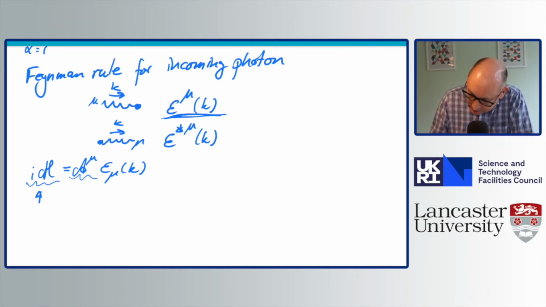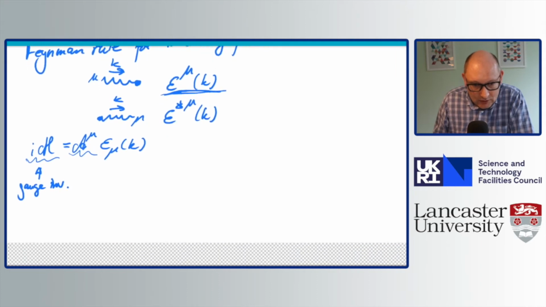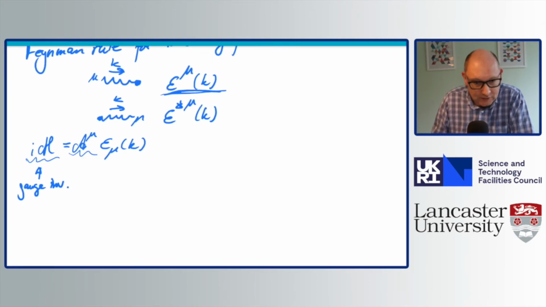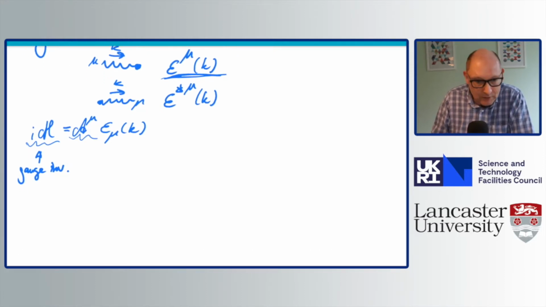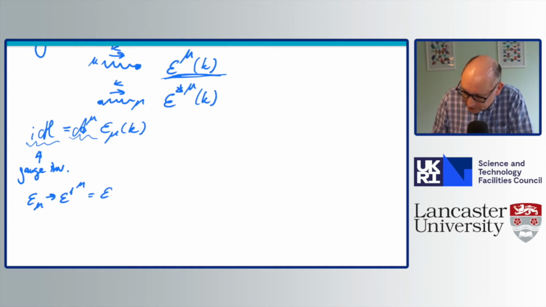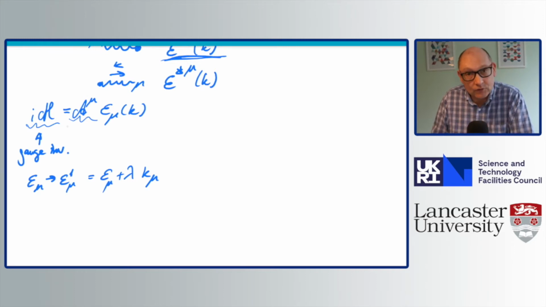Now, this here is gauge invariant, and therefore the right-hand side has to be gauge invariant. What does it mean to be gauge invariant? It means that if we replace epsilon mu with epsilon prime mu equal to epsilon mu plus lambda k mu, then we will get the same result. We will get an invariant number.